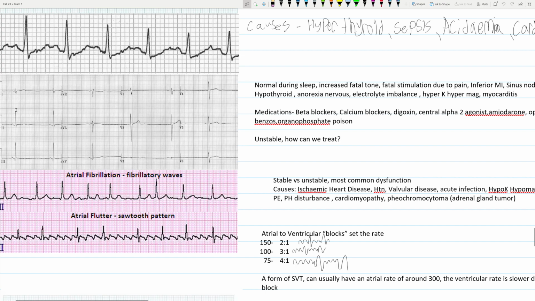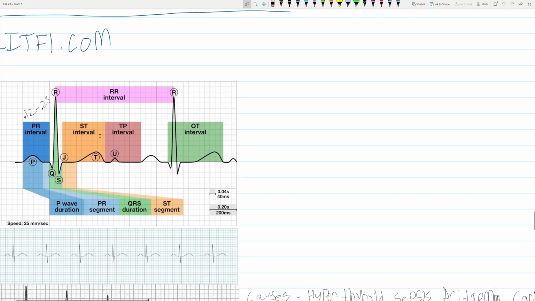We have P, QRS, and this is either a T or a U wave. I'm going to go with this as a T wave. So we have P, QRS, T, so we have everything we need here, okay? While I'm thinking about it, let's go back and talk about what these different waveforms mean.